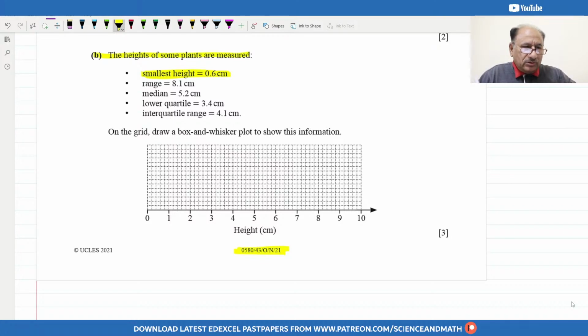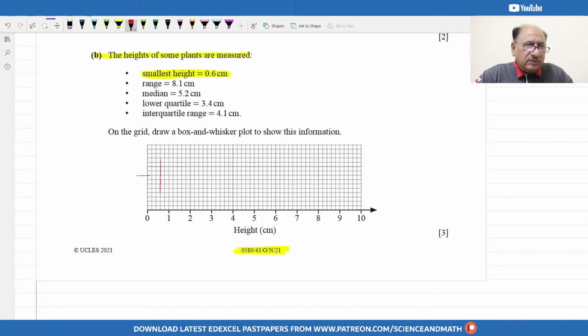So we'll go to the minimum value and we will draw the box and whisker plot. We can take a line for this one. We'll be taking the middle line just for our reference. It's not compulsory to take the middle line. So 0.6 will be over here, so we can draw 0.6 like this.